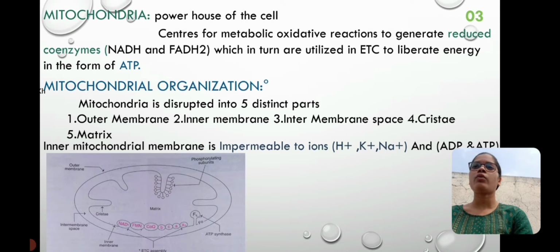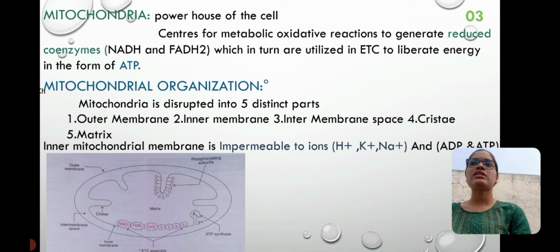So we already know that mitochondria is the powerhouse of the cell, and mitochondria is the center for many metabolic oxidative reactions to generate reduced coenzymes NADH2 and FADH2, which in turn are utilized in the electron transport chain to liberate energy in the form of ATP. So in the inner mitochondrial membrane, both the electron transport chain and oxidative phosphorylation are taking place.